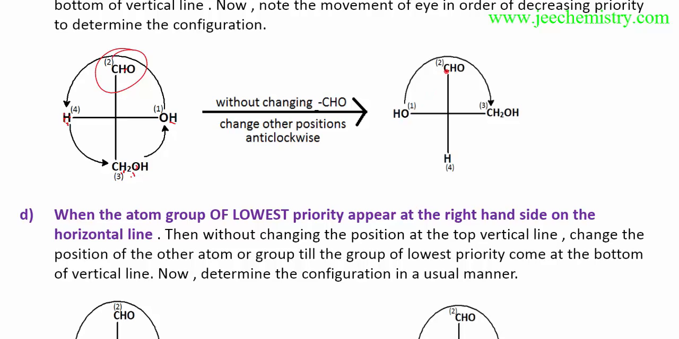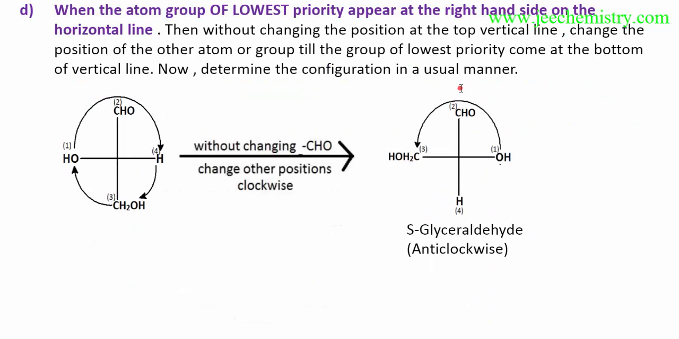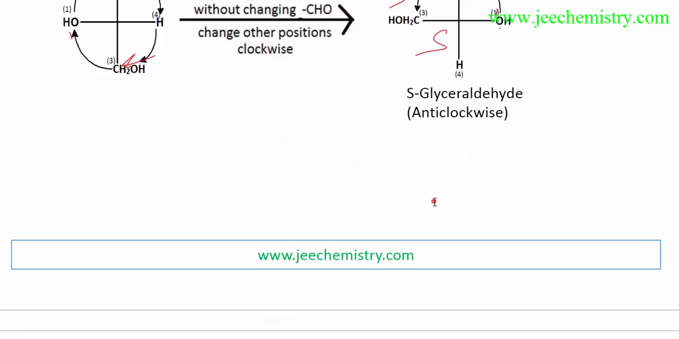Oxygen is the higher priority group, then the second, then third and fourth. Now it is fine. This is flowing in the clockwise direction, so this configuration will be R. If it is in the right direction, then we have to do 2 rotations, keeping the CHO in the same position. So this CH will come to this position, and this CH2OH will go to that position. Now we get this structure. This is 1, this is 2, this is 3. Now it is following the anti-clockwise direction. This is the S configuration.